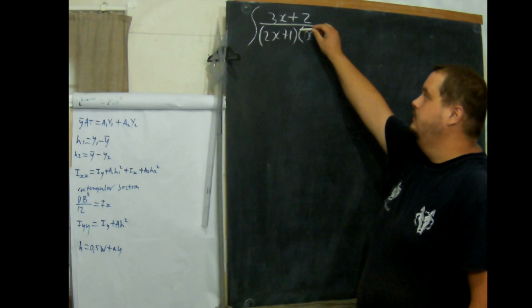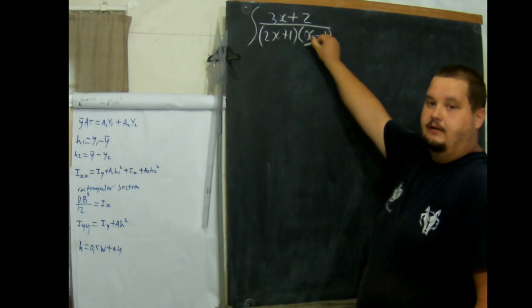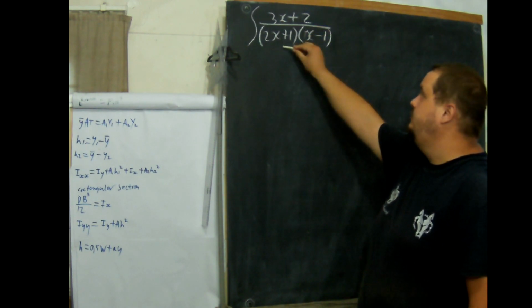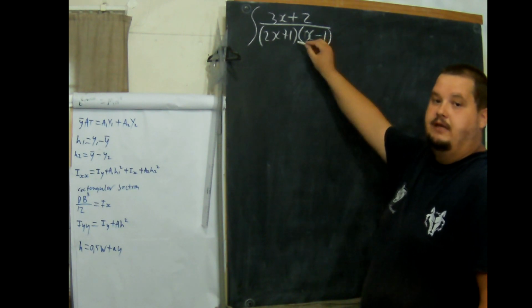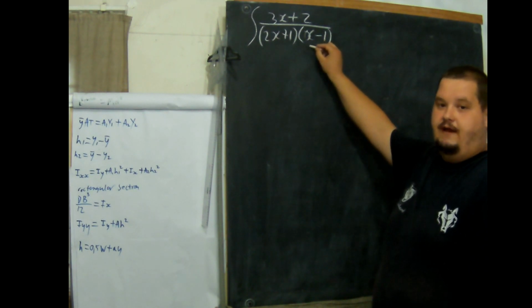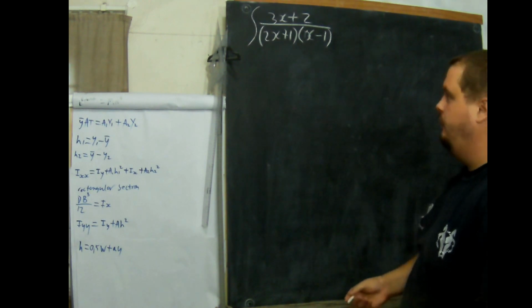So what we have to do is get A and B. We work out A and B because there are two factors in the denominator. That means we will get A and B, and I'll show you how it all works.